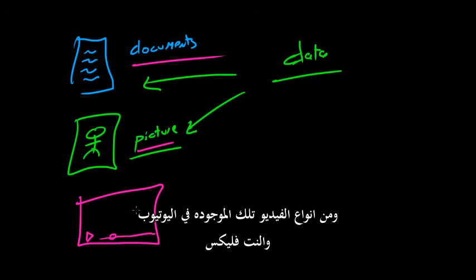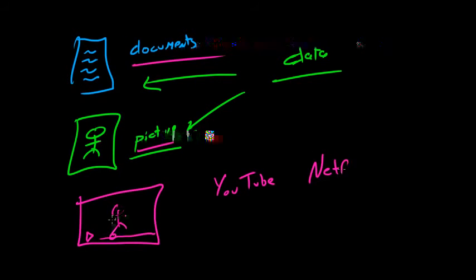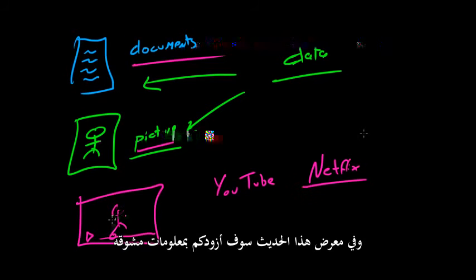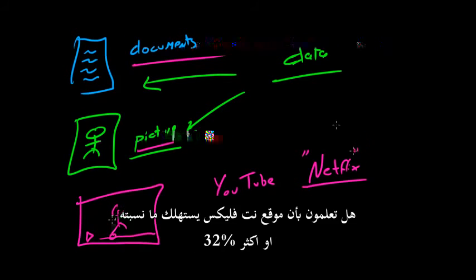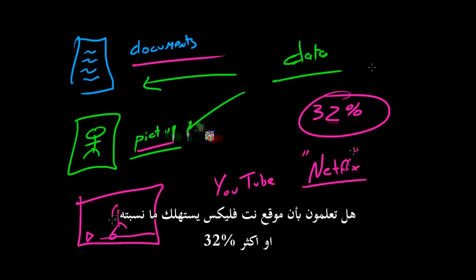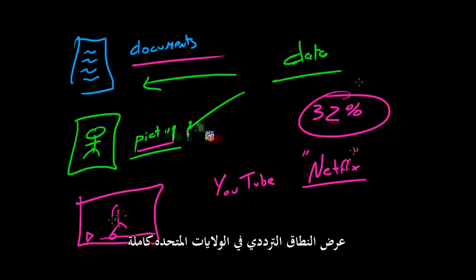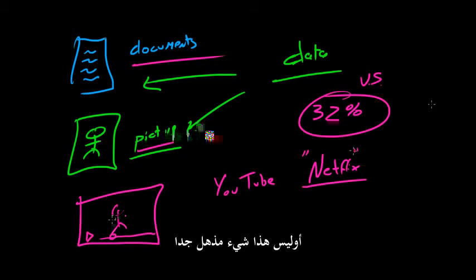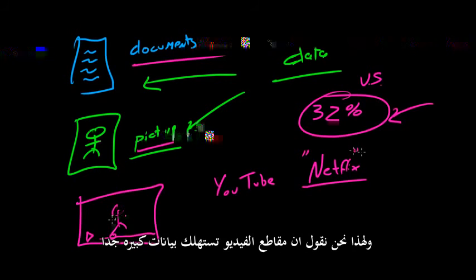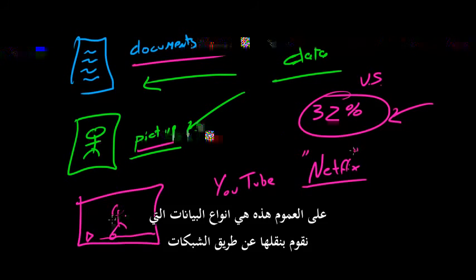And what kind of videos? Well, they're on YouTube or Netflix. By the way, I'm going to throw a bunch of fun facts at you guys in these tutorials. Did you know that Netflix is responsible for almost 32, actually more than 32% of the entire bandwidth in the United States? Isn't that freaking amazing? And we'll talk about why videos use so much data. But anyways, these are the different types of data that we can transfer computer to computer in a computer network.